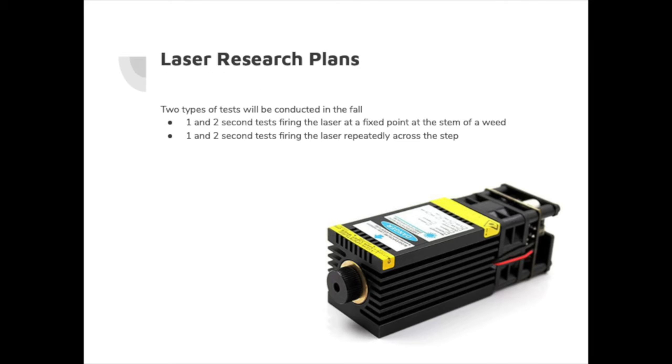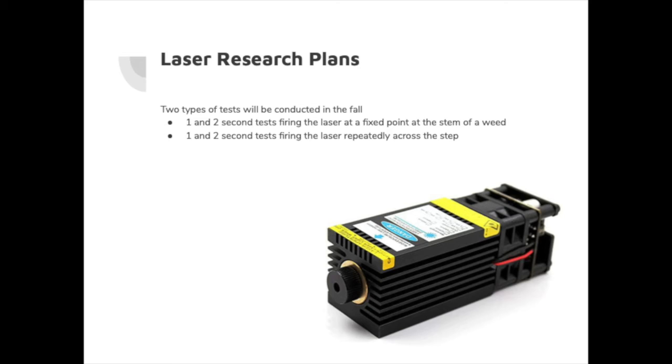For the laser research plans, there are 2 main types of tests that I will be conducting in the fall. The first is tests that will fire the laser for 1 or 2 seconds at a fixed point at the stem of a weed. And the second testing will include 1 and 2 second tests of firing at the weed and moving across the stem to the left and right.